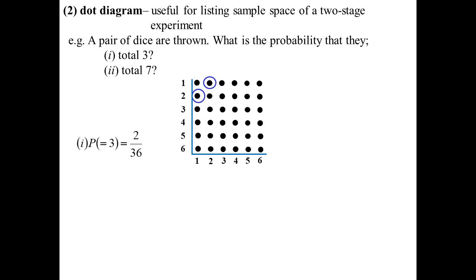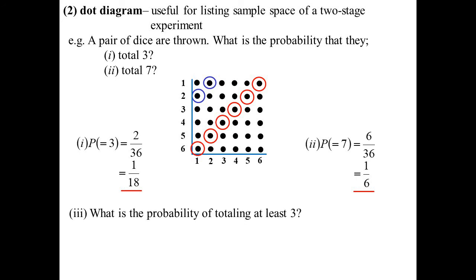Okay, 2 plus 1 would give me 3. There's 2 possible ways of doing it, 1 in 18. Total 7, okay, we could have 1 and 6, 2 and 5, and so on and so on. 6 out of 36, so 1 in 6. In fact, that is the most common outcome for rolling 2 dice, which explains why, if ever you look at a dice, the opposite sides of a dice add up to 7.